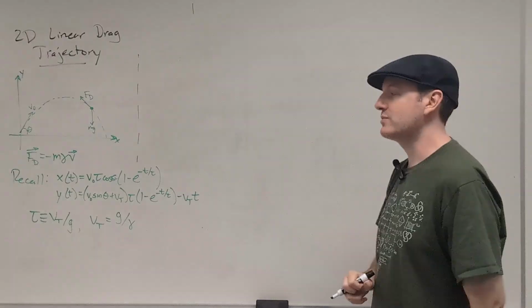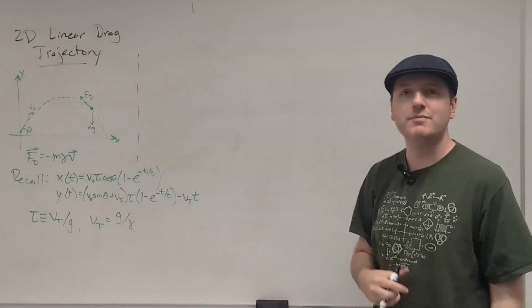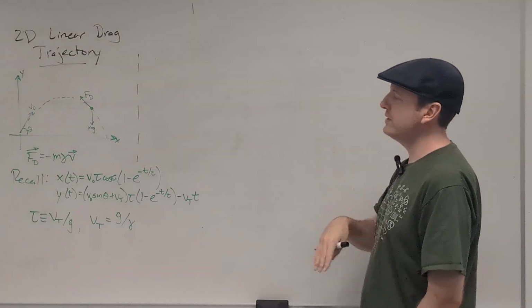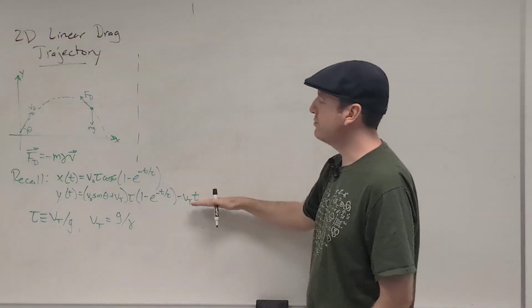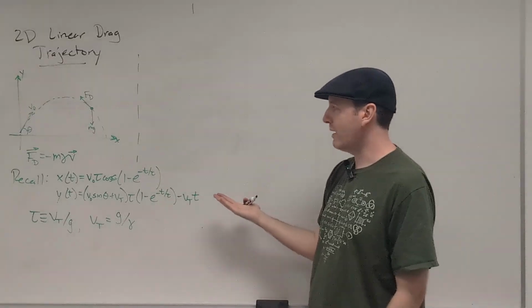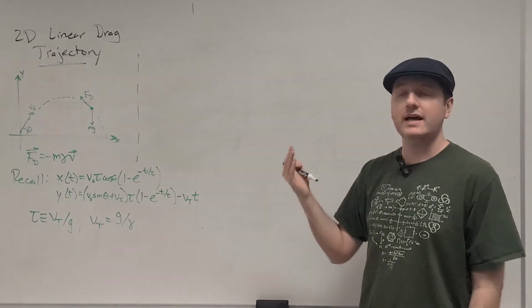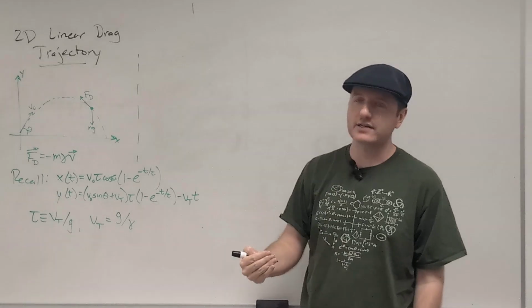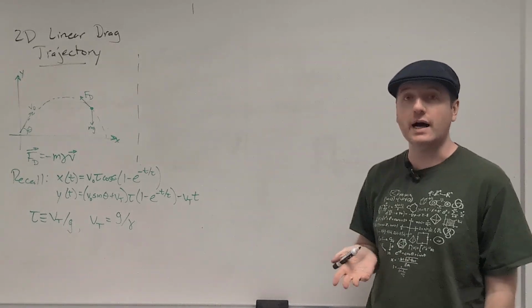I don't want to rederive that from scratch, although it's not so hard. Maybe go back and look at that. What I want to do today is take these two parametric equations and eliminate time. I want a trajectory equation. What is y as a function of x, not x and y as functions of time?